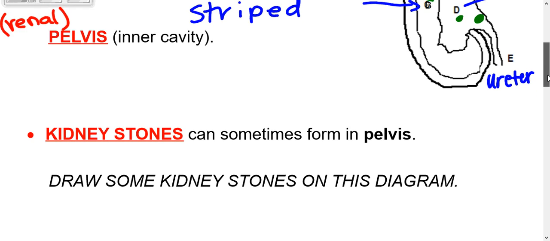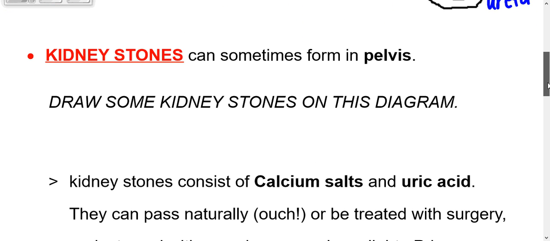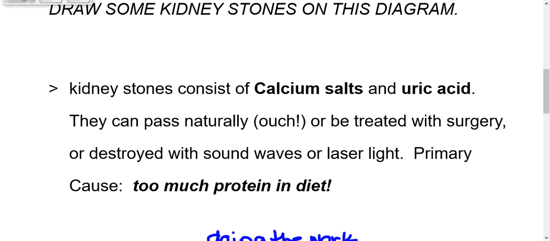Kidney stones are calcium salts and uric acid that form and harden inside that inner pelvis. They can pass naturally, apparently it's very painful, or be treated with surgery. And they can be destroyed with sound or light waves, to break them up if they're too big to pass. The primary cause of kidney stones is too much protein in the diet.